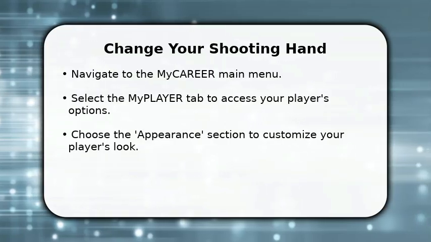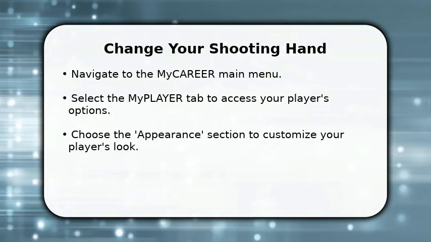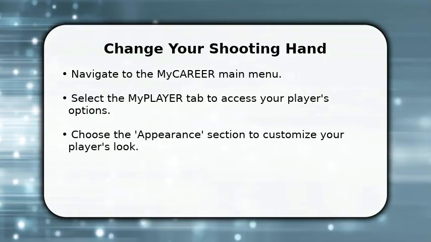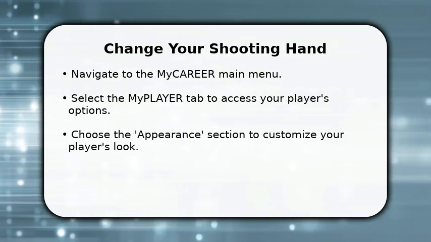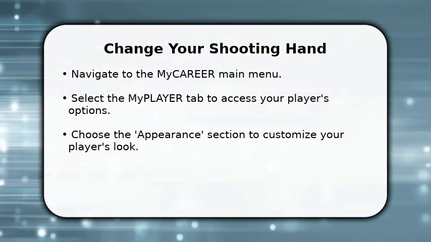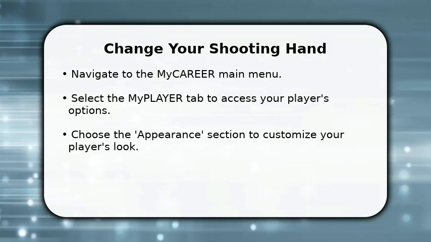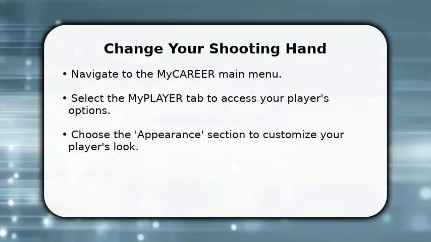In this video, I will explain how to change your shooting hand in NBA 2K. First, from the main menu, you will want to enter your My Career mode. Once there, locate and select the My Player tab. This area allows you to manage various aspects of your created player.